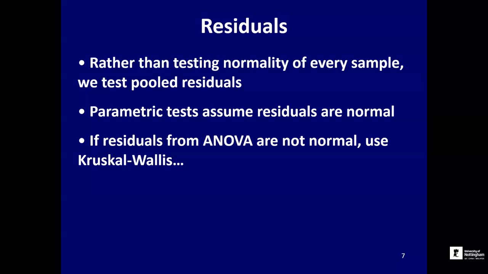Rather than worrying about having to test each sample for normality, which actually becomes effectively impossible in some complicated designs, really what we need to do is test the normality of all of the residuals from the entire data set. So that's the bits of variation which are left over when you've accounted for the things that you care about, like sex in our example.